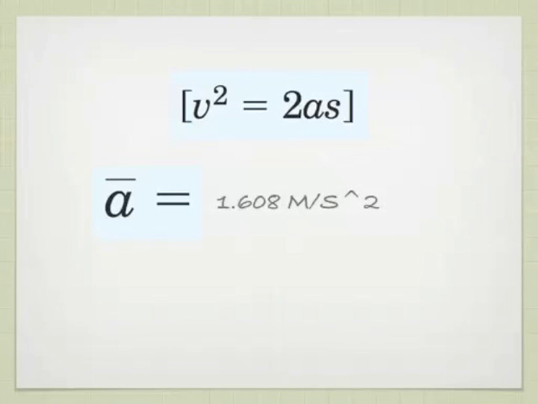First, we are going to find the acceleration of the truck. Use the equation v squared equals 2 times a times s. So the acceleration of the truck is 1.608 meters per second squared.